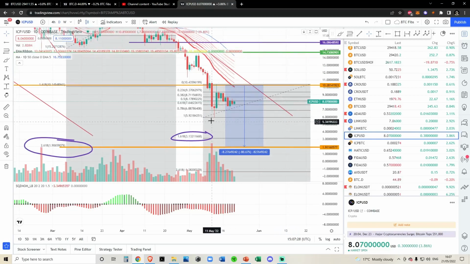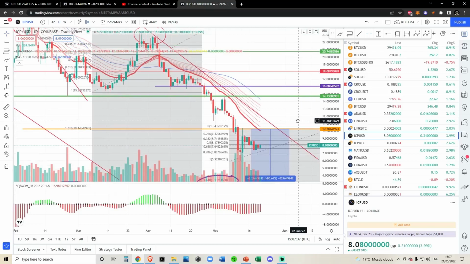But at least in the micro term, you can see from this low up to this high, we've come back and back tested your 618. So a very okay sign to be seeing in the short term.